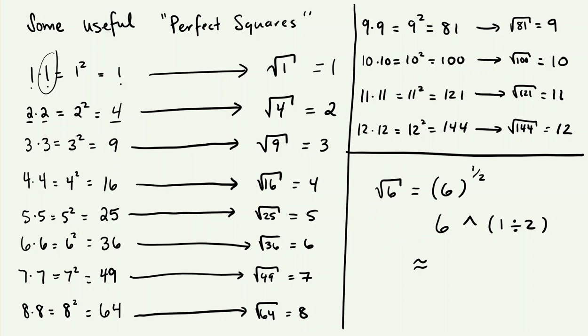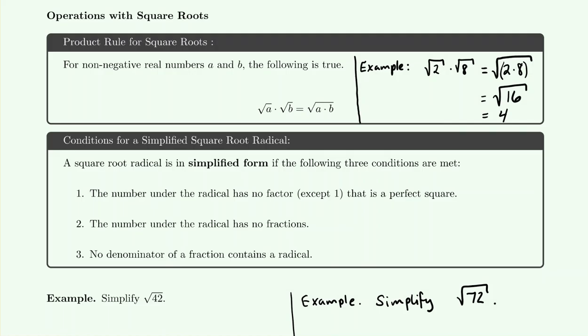And that would be about, these are all the digits my calculator showed me, about 2.45 if we were rounding to 2 decimal places. So keeping in mind those perfect squares, we are going to learn how to simplify the square root of numbers that aren't perfect squares. So like we just saw, the square root of 6, the square root of 20, things like that.